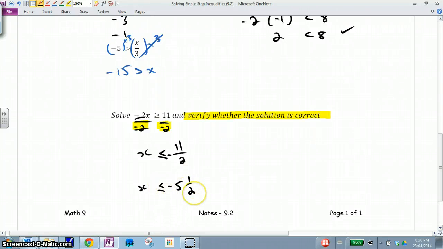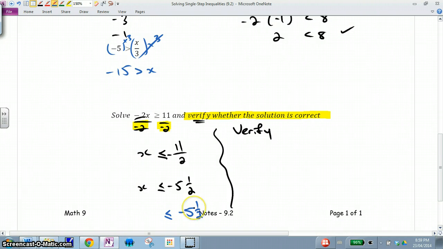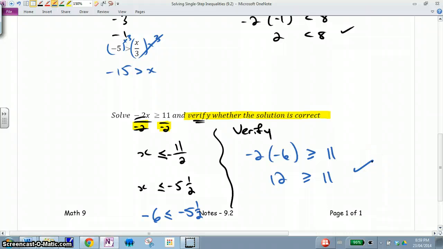And now we want to verify, right? So we want to substitute in some values. I'm going to do that over here, and I'll do that in blue. So let's verify with something that's less than or equal to negative 5 and 1/2. Let's just go with negative 6. So negative 2 times negative 6 should be greater than or equal to 11. 12 is greater than or equal to 11. So our verification checks out. It all works. We did our equation properly, and we remembered to flip our sign because we divided by that negative.